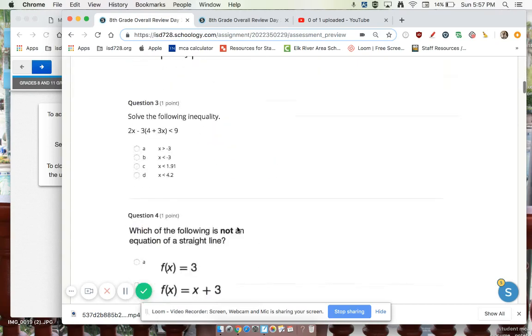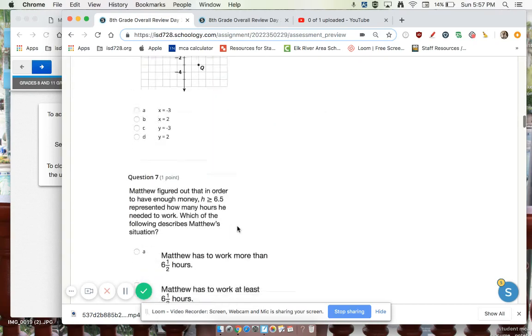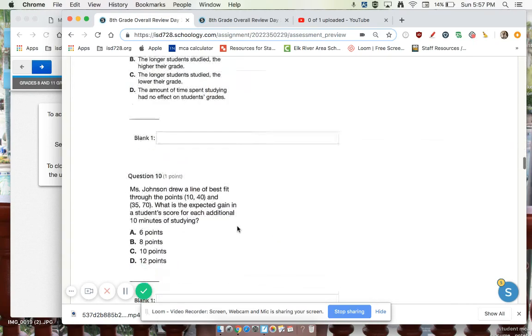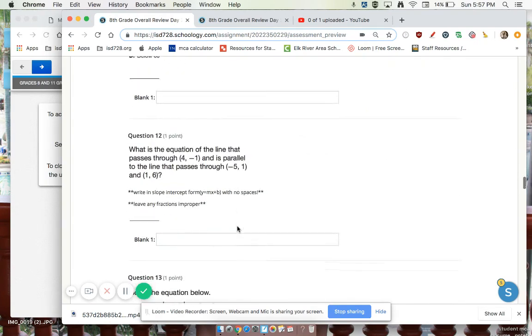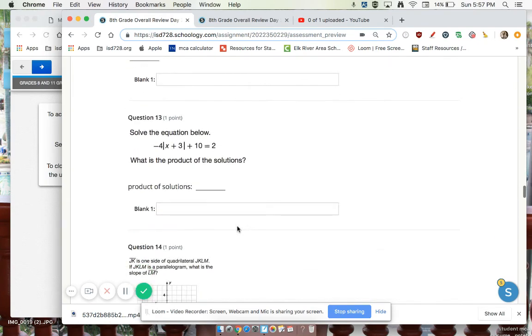All right, I'm moving on to the second and last portion of day 2. We ended at 12, which means we are now on to 13. So we need to solve the following absolute value equation. And I want to know what is the product of the solutions.